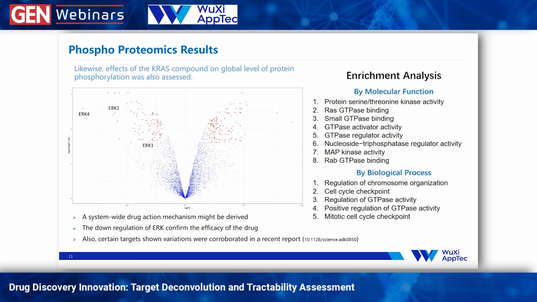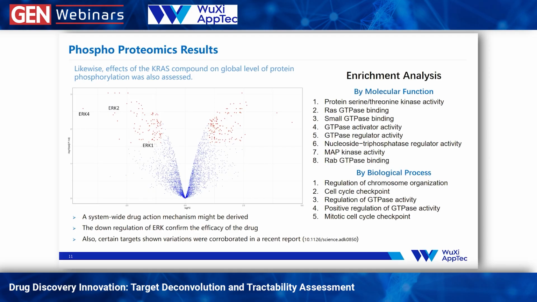This is what we expect, and also indicates the drug was effective. Also, many other proteins exhibit a significant change in phosphorylation. The affected pathways are shown in the right panel. The results are also similar to those in some recent publications.